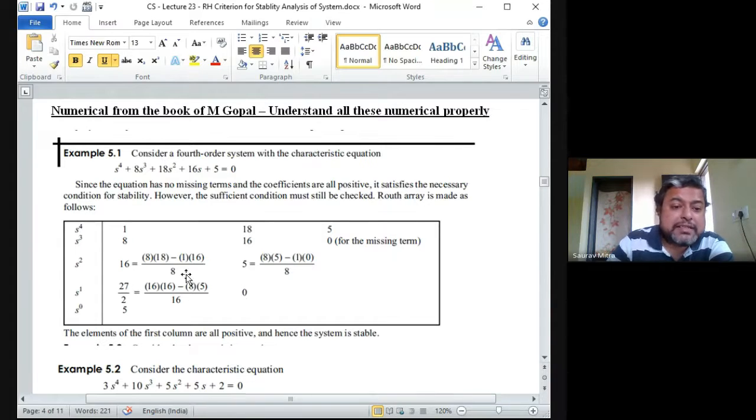Now the last thing that remains: 16, 5, and 27 by 2, and 0. So 27 by 2 is 13.5. So what is the last line? How did we get this 5? So this is 27 by 2 multiplied by 5. The last line is where students get confused. 27 by 2 multiplied by 5 minus 16 multiplied by 0. So 16 multiplied by 0 means it is 0. That means 27 by 2 multiplied by 5 divided by 27 by 2. So that gives you the value of 5.